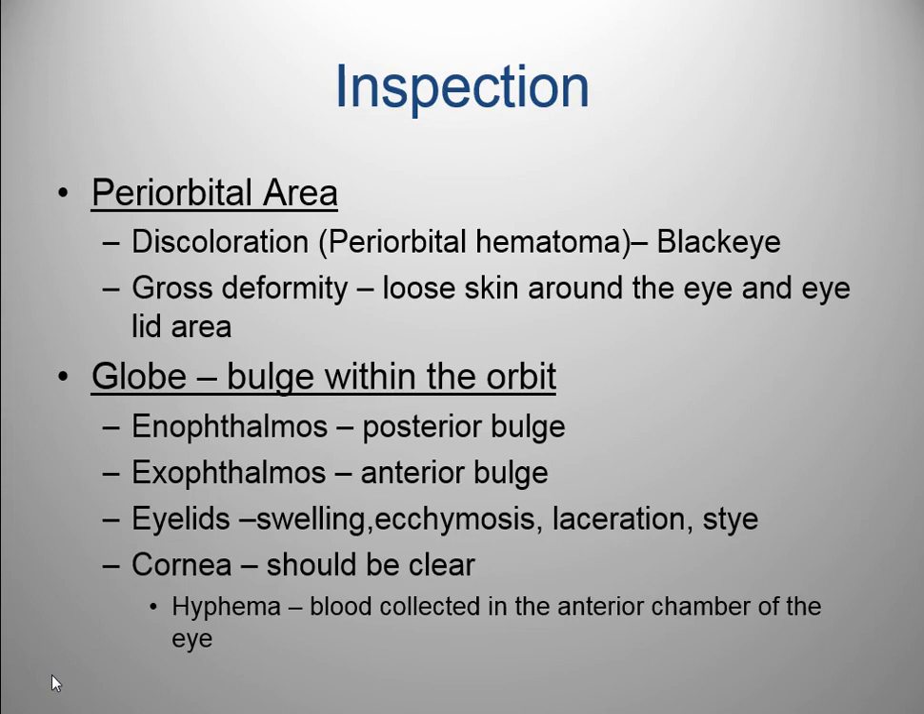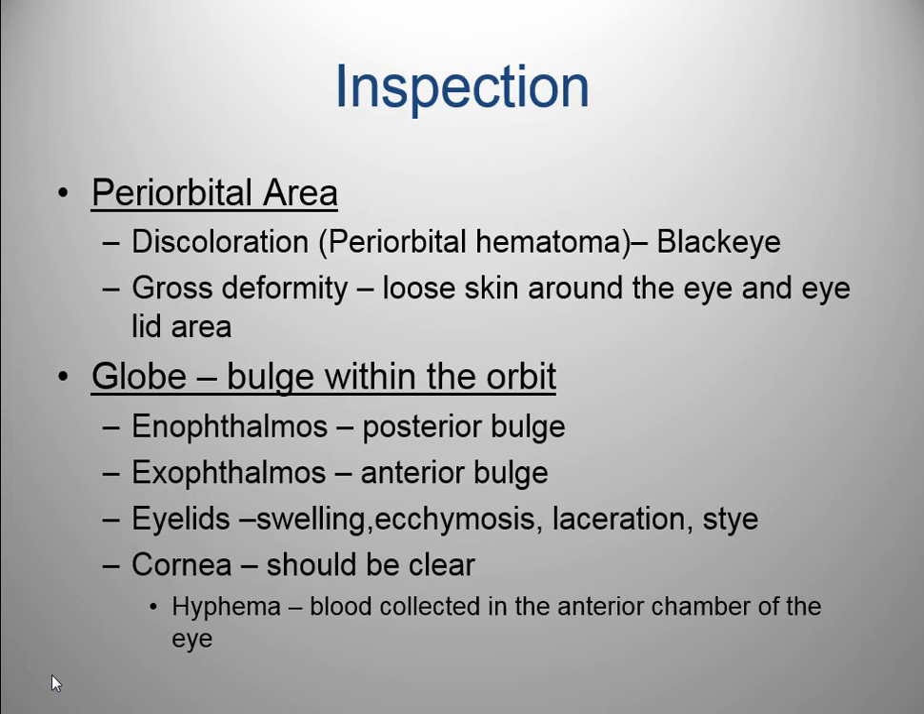Okay, so loose skin under the eye or around the eyelid area. You're going to look at the globe, so that's the eyeball itself, to see if it's bulging in and out of the eye socket or the eye orbit. Endophthalmos is a posterior bulge, so that's basically the eyes are sitting in a little bit, and exophthalmos would be an anterior bulge, so like eyes popping out. And there's some pictures of those later on in this PowerPoint.